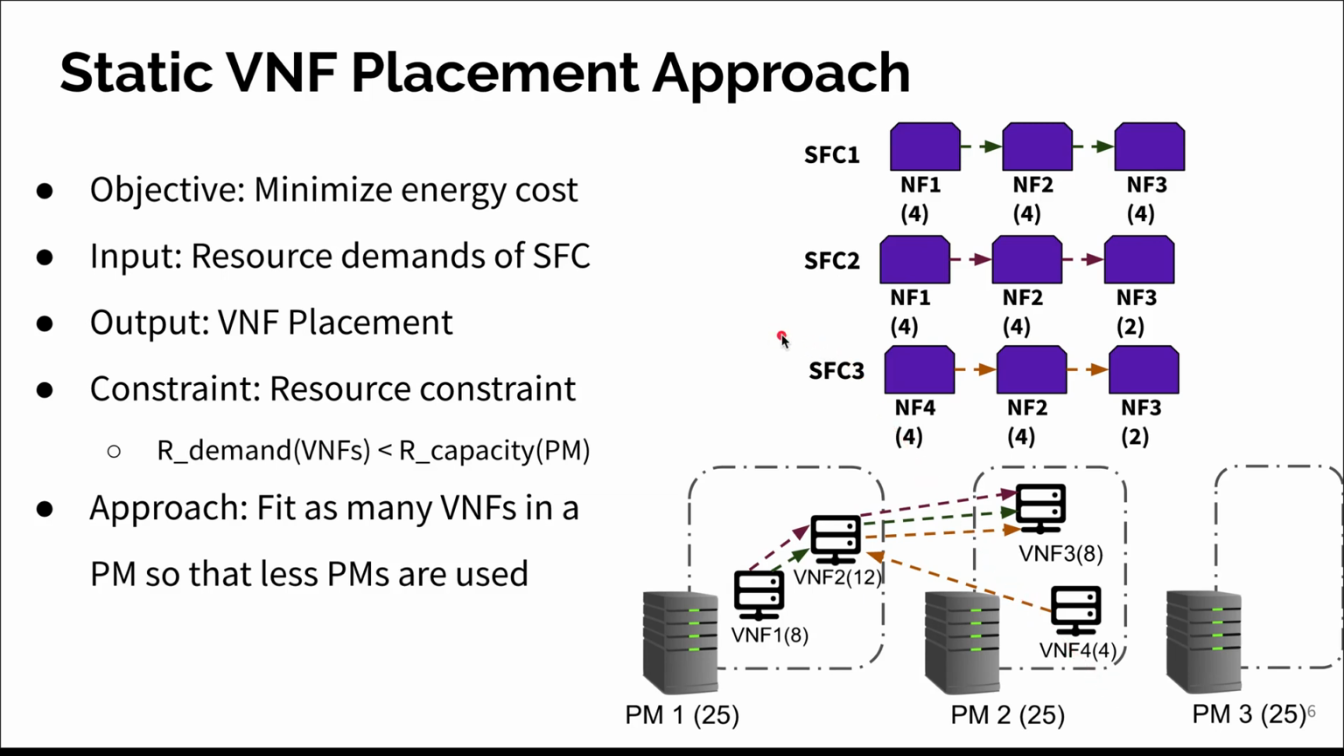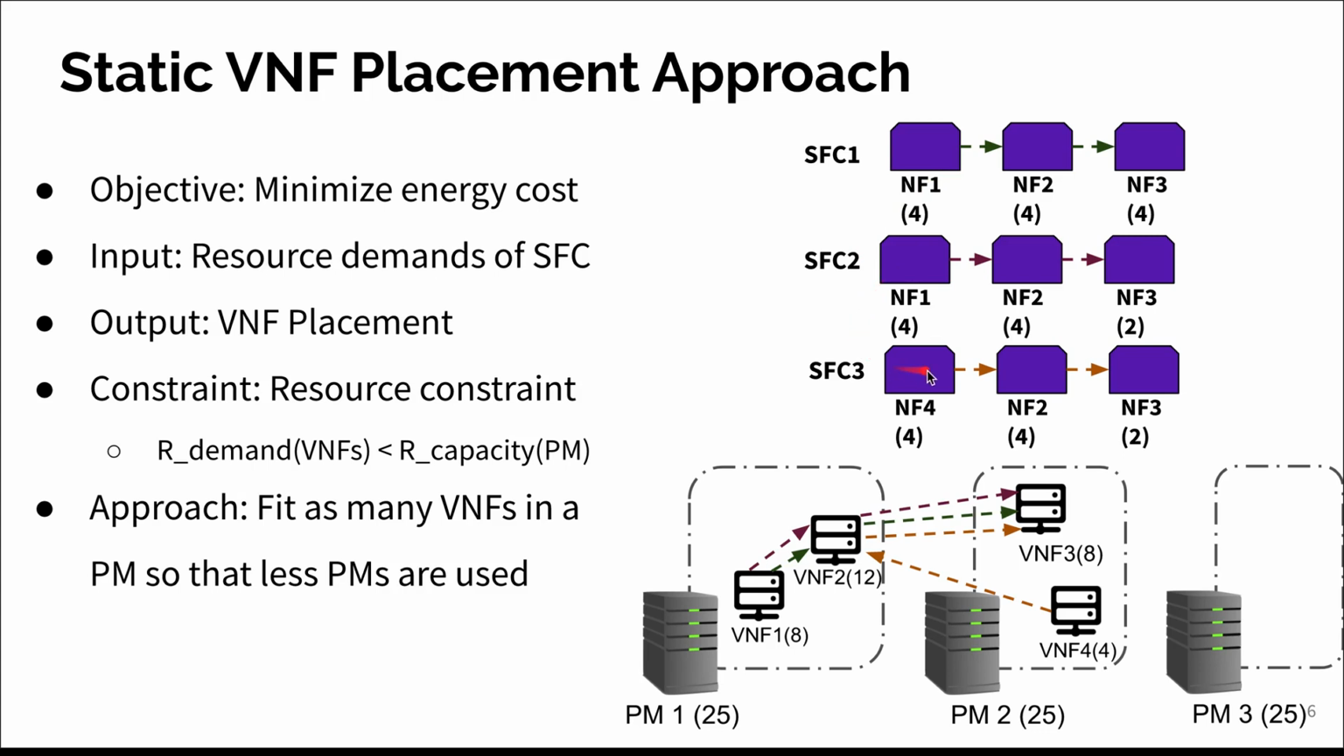What are the different approaches that can be used to do this VNF placement? The first one is a static VNF placement approach. Let's look at an example on my right-hand side here. We have three service function chains here. Each service function chain is a chain of three different types of network functions. In this example, the different types are represented by numbers like NF1, NF2, and NF3. The resource demand of each network function is given in brackets here.